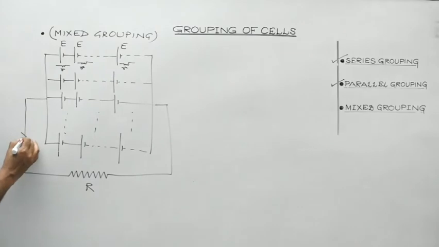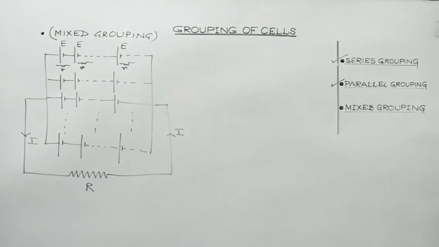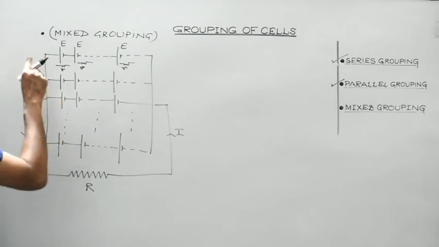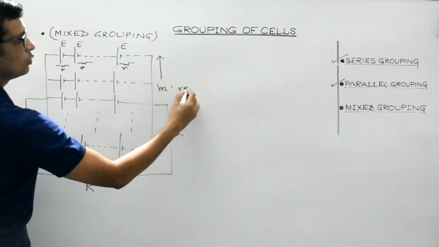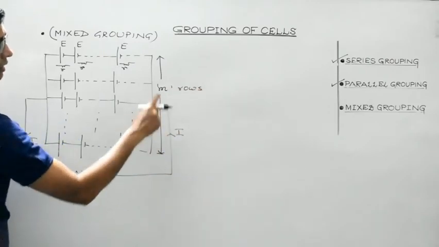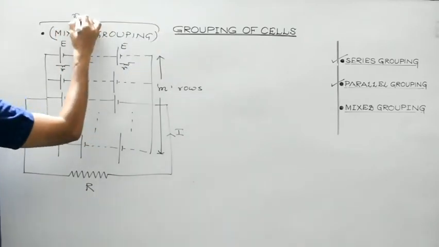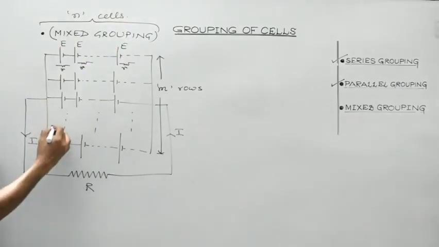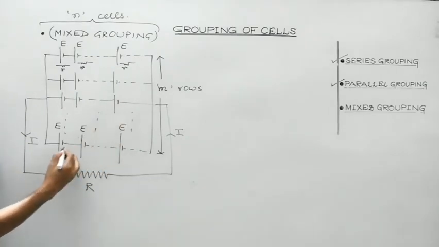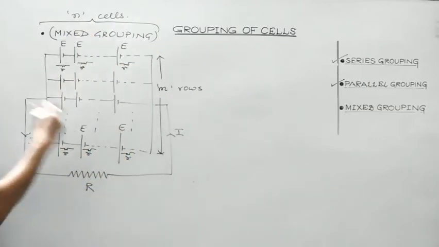So all these cells are connected in such a manner so as to send the current in the same direction through the external resistance. All the cells are identical. Let us consider there are m rows, and each row contains n identical cells, small n identical cells. All the cells have EMF E and internal resistance r. So this is the mixed grouping.